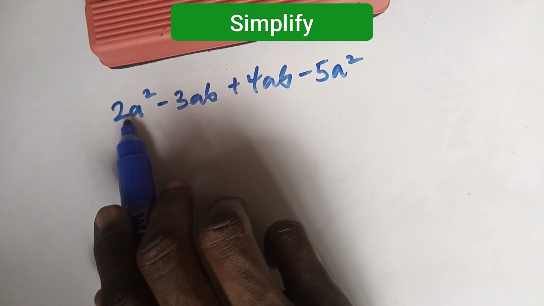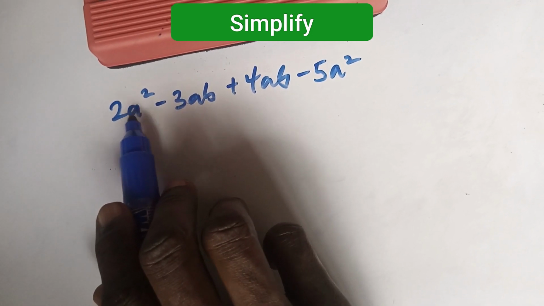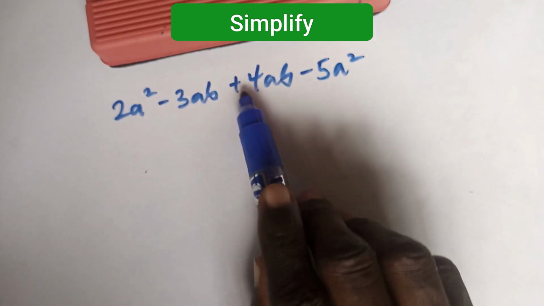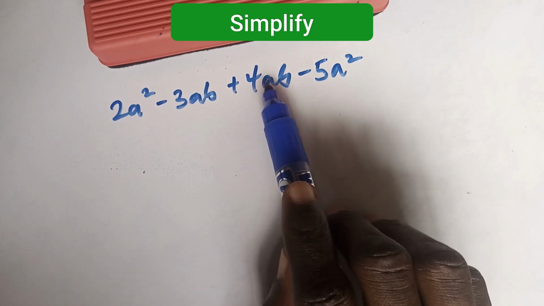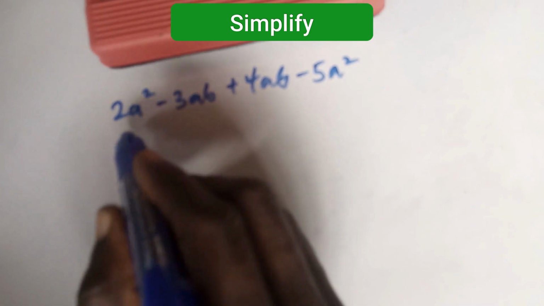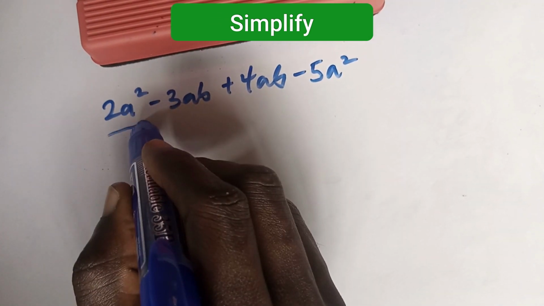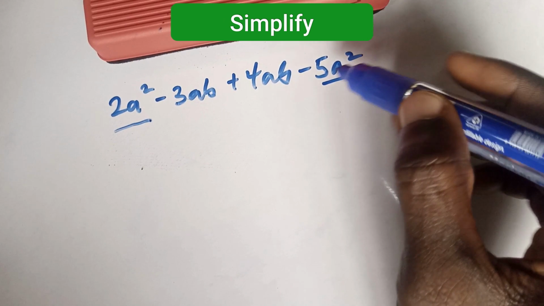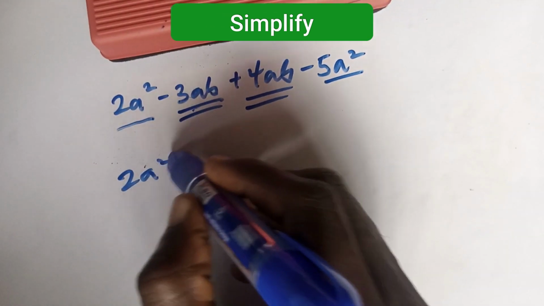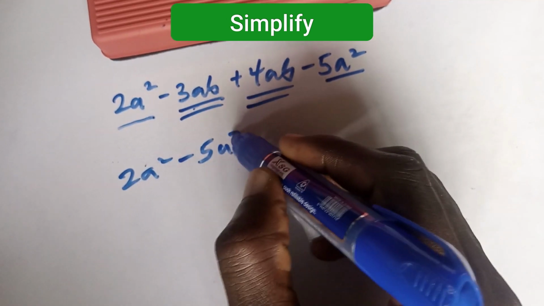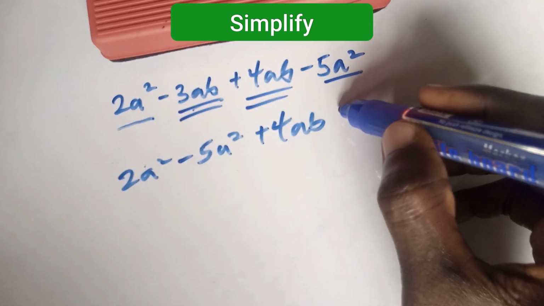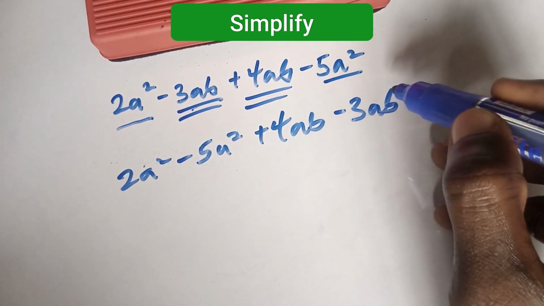Simplify the expression 2a raised to power 2 minus 3ab plus 3 plus 4ab minus 5a raised to power 2. The first thing is to find the like terms. If you check this now, we have 2a raised to power 2 as a like term with this one, and we have the other like term, which is this. So we have 2a raised to power 2 minus 5a raised to power 2, and we have plus 4ab minus 3ab.